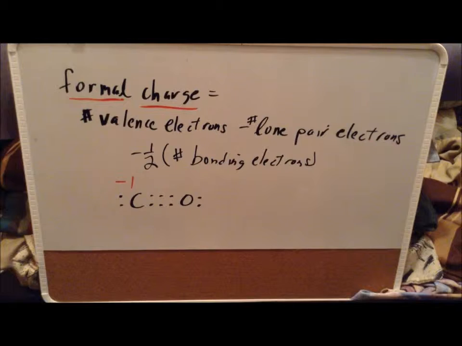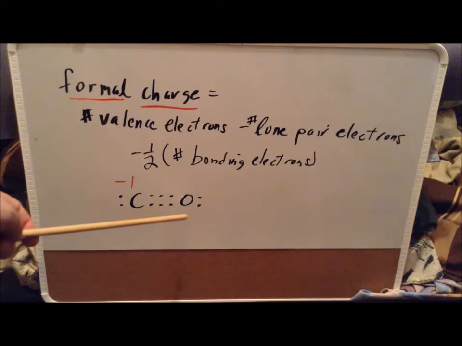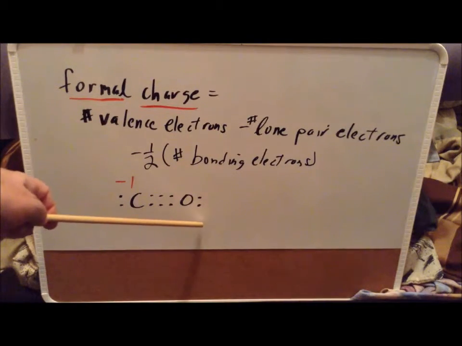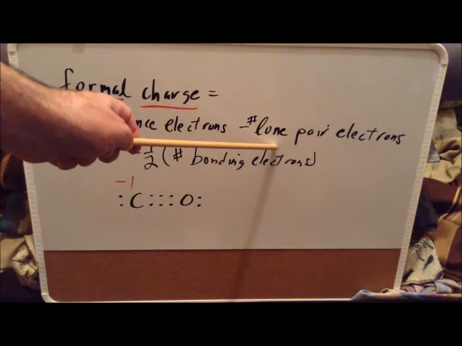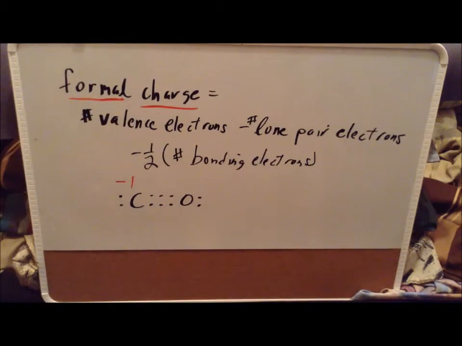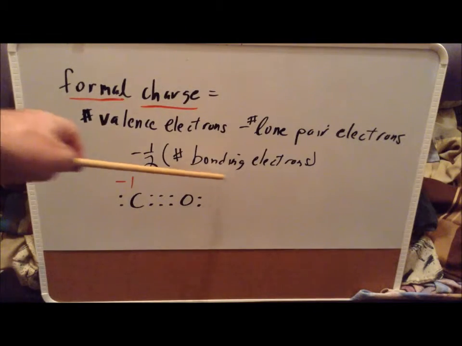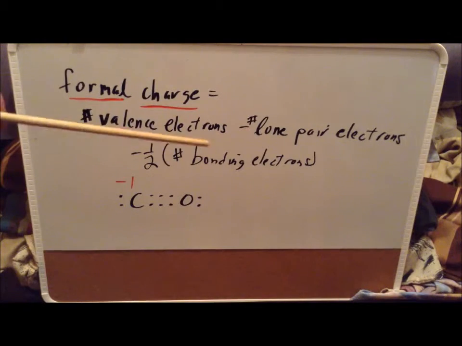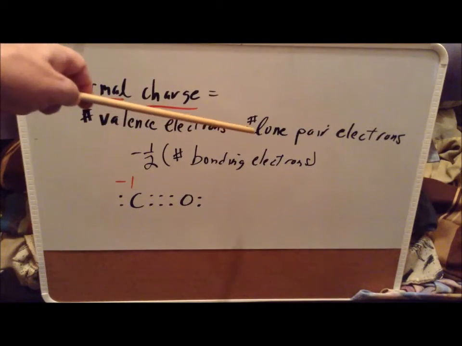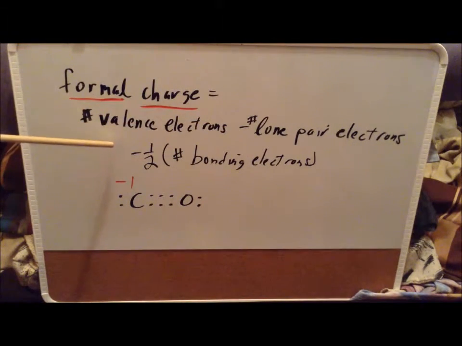Now we continue with oxygen. Oxygen starts off with 6 valence electrons. It has 2 lone pair electrons, so we start off 6 minus 2 gives us a total number of 4. Then we have to subtract 1/2 the number of bonding electrons. The number of bonding electrons is 6. Half of 6 is 3, so we subtract 4 minus 3 to get a positive 1. So in carbon monoxide, the formal charge on oxygen is plus 1.